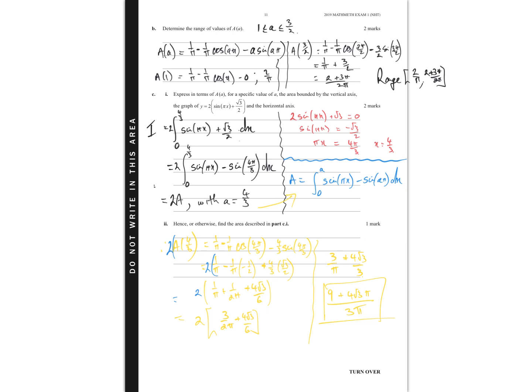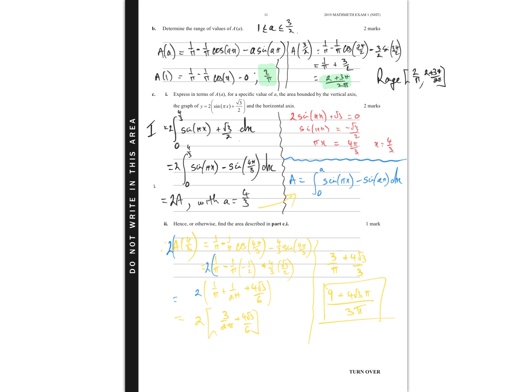Determine the range of the values of a. Well, we know that a is bound between 1 and 3 on 2, and I want to know the range of the function there. If I substitute 1 in, I'm going to end up with 2 on pi. And if I substitute 3 on 2 in, I'm going to get 2 plus 3 on 2 pi, which gives me a nice little range.